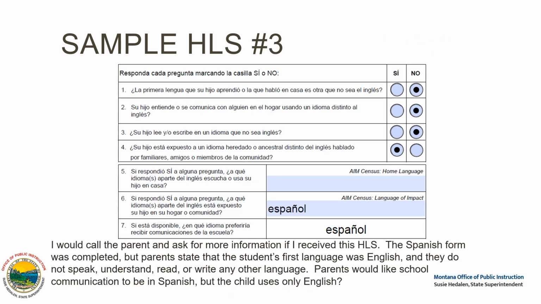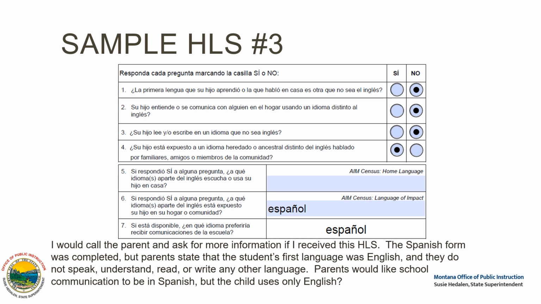Sample home language survey number 3. Now you will see that this entire home language survey is in Spanish. So parents requested this form in Spanish, but they're saying their child only speaks English. They're saying that in the community and with family, Spanish is spoken, and parents are requesting translated materials into Spanish. So this home language survey is one that I have seen before.